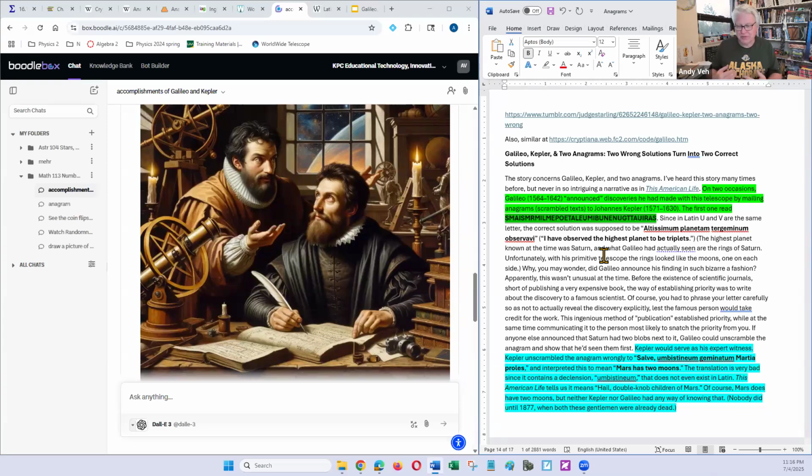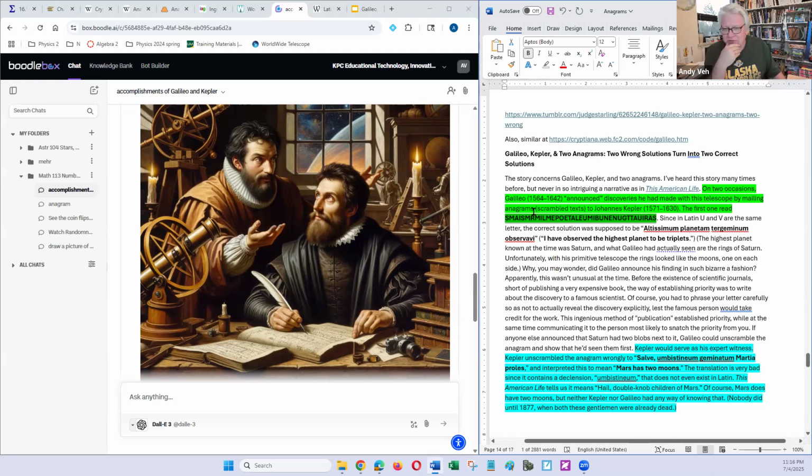express in order to keep the priority, but keep it as a secret so no one could steal it from him. If he had just outright said, hey, this is what it is, someone else could have said, yeah, I published that last year. No, you didn't, because here it is. It's scrambled. Give it a little bit of time, and then Galileo says, hey, that's what it meant. I discovered it. So that's why they did it that way.